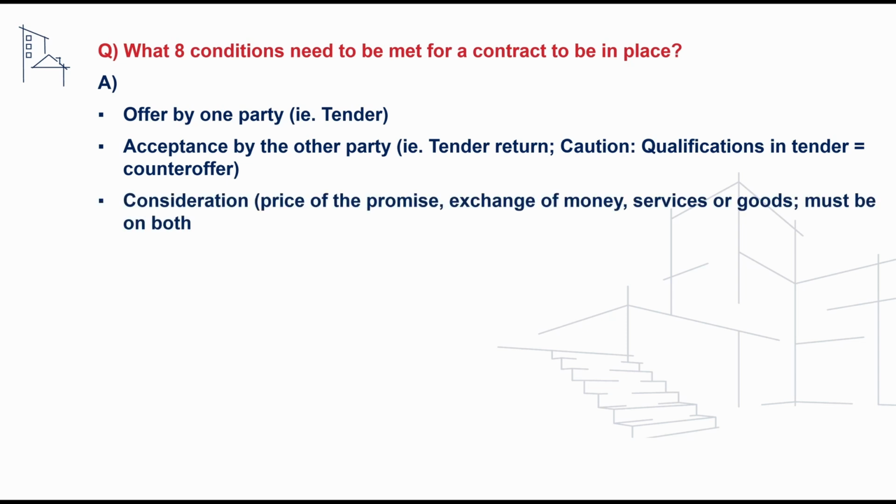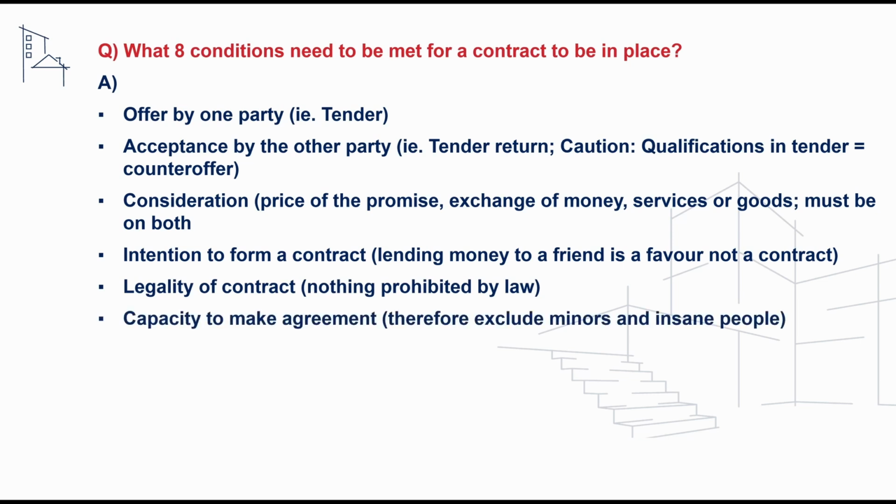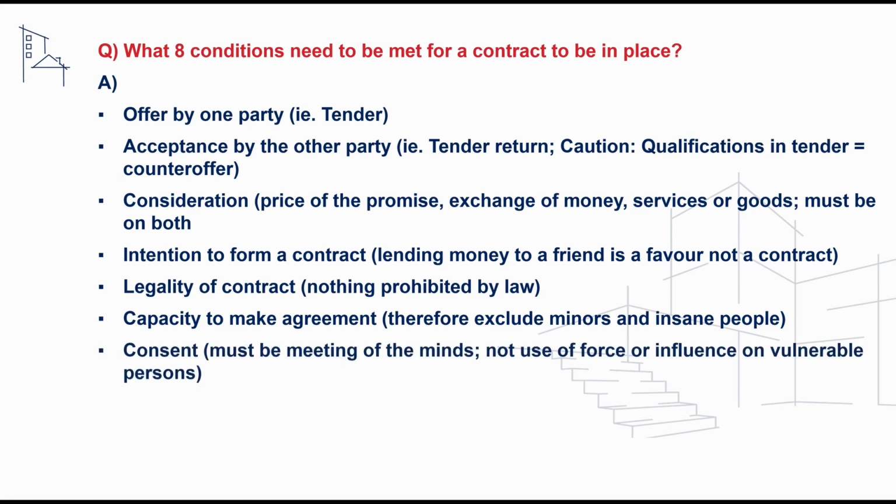There must also be consideration, for example the exchange of money, services or goods. There must be intention to form a contract from both parties. There must also be legality of contracts, so this must not be prohibited by law. Both parties must have capacity to make the agreement. There must also be consent, where we have not used force or influence on vulnerable persons.